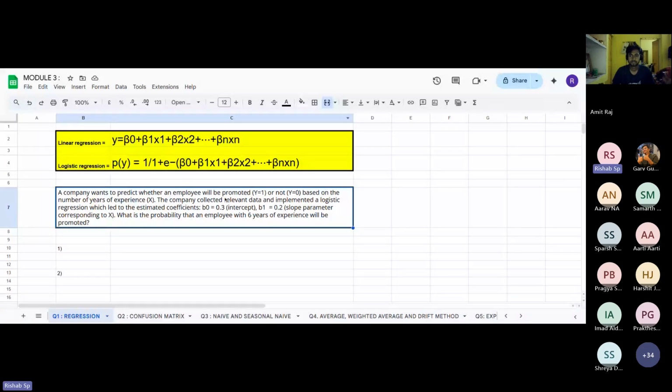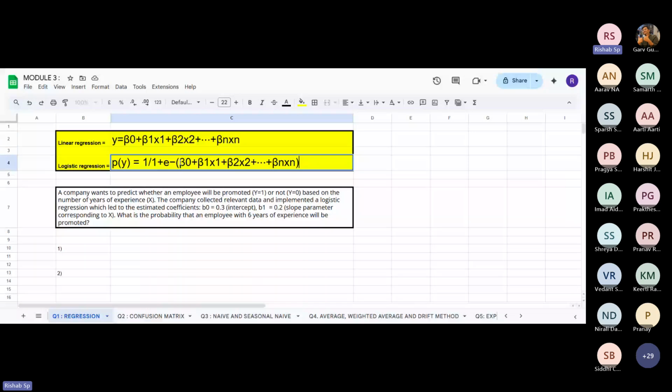So basically, we need to predict whether he will be promoted or not. What you will notice here is that we have the equation for linear regression, and the same part we have for logistic regression as well. In the question they are asking for logistic regression, but still we need to find this first. So basically we are finding the linear regression. Let's find that first.